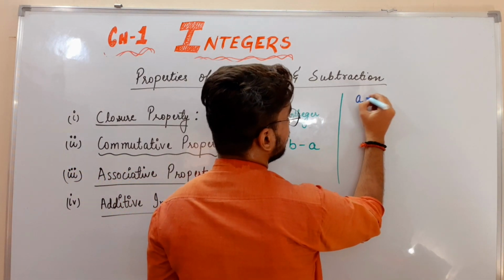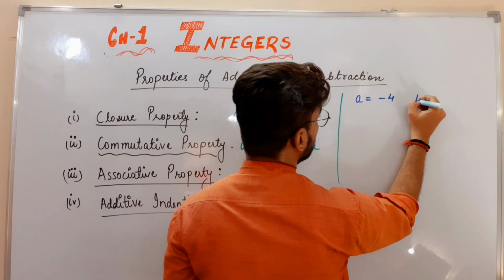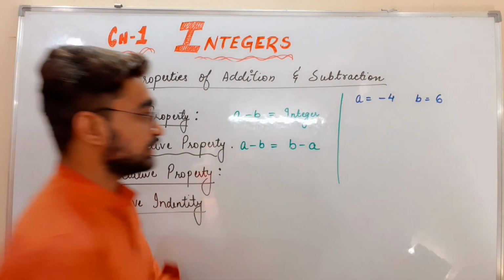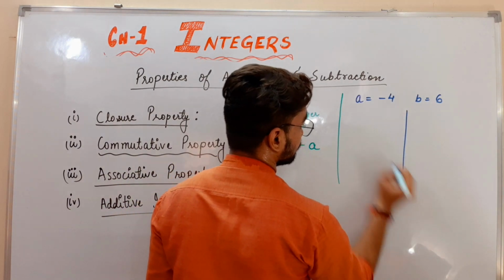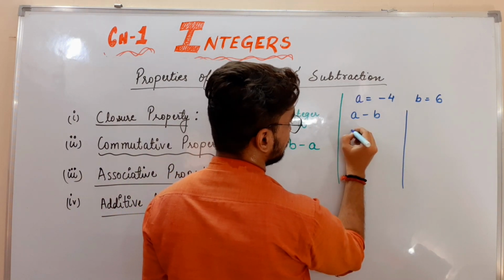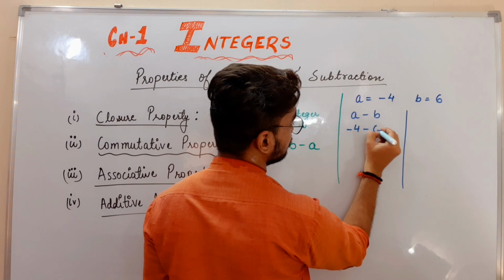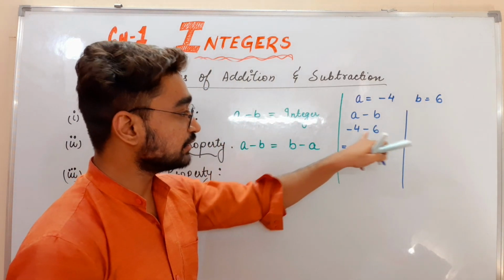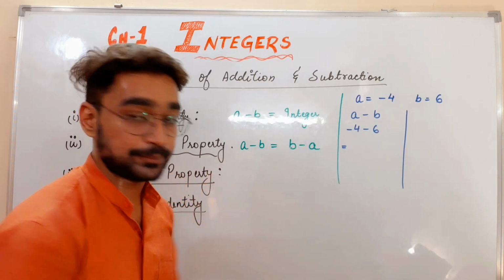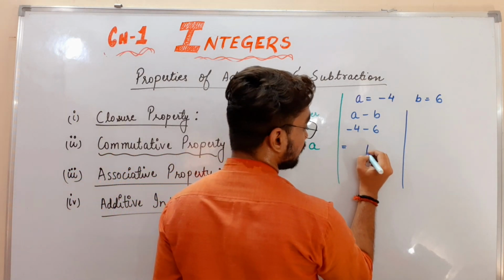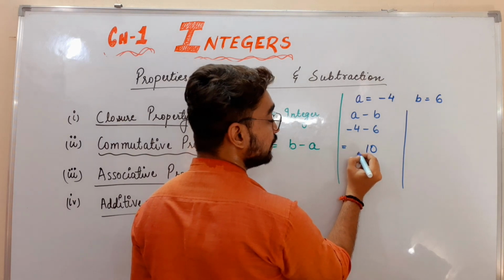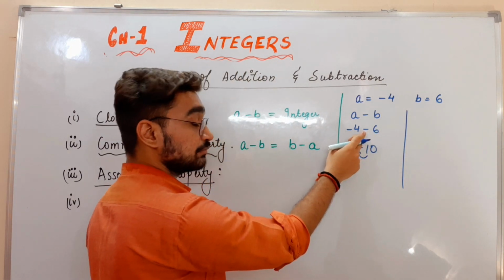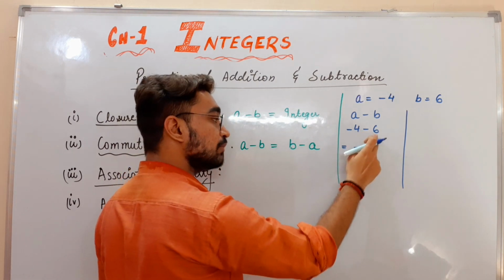Let's take a equal to minus 4, b equal to 6. a minus b means minus 4 minus 6. If two numbers have the same symbol, minus and minus, we have to add them. 4 plus 6 is 10, and this 10 will be negative because 6 is the bigger one and the symbol before 6 is minus. So minus 10.